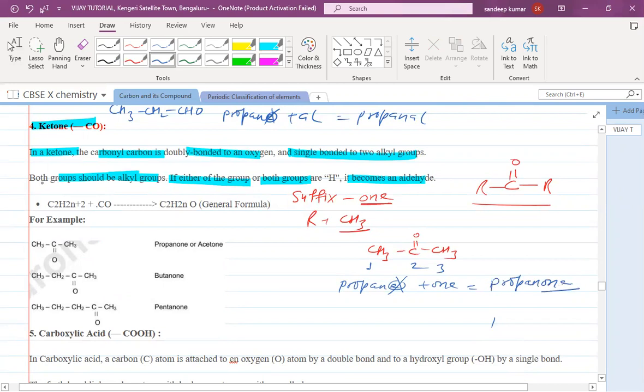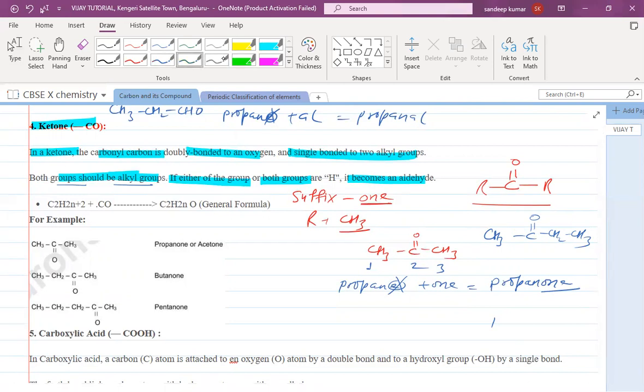At this point, both groups should be alkyl groups only. Maybe here like this: CH3, CO, CH2, CH3. This is an ethyl group and this is a methyl group. Two different alkyl groups are there. So how are we going to name this? On the carbon atoms 1, 2, 3, 4. Four carbons, so butane. Remove this E and add "one". So butanone. Am I clear?